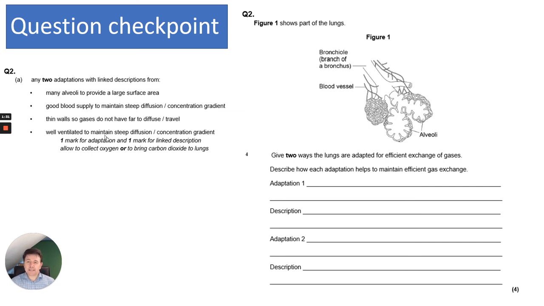So there are 4 examples. You only need 2 of those examples, but it's important you write down the adaptation. So in other words, the structure or the fact that it's a thin wall or good blood supply, many alveoli or well ventilated, and then the description.